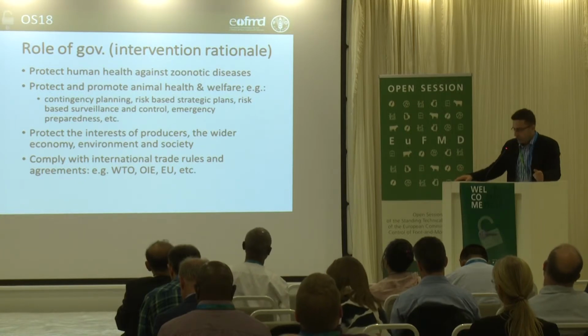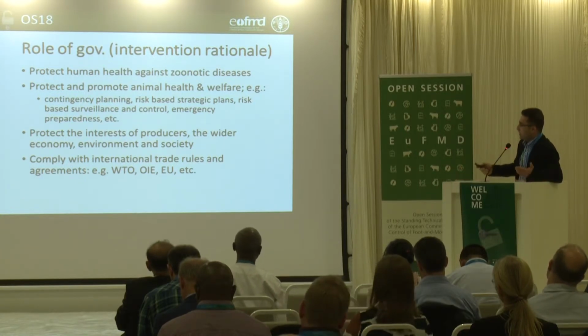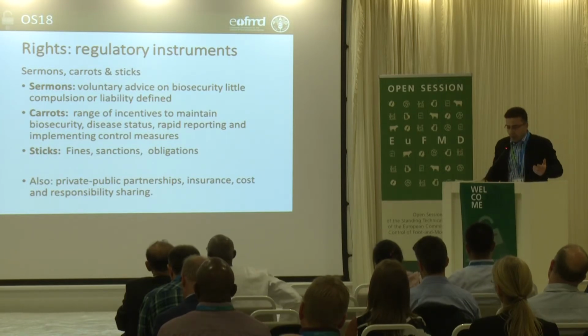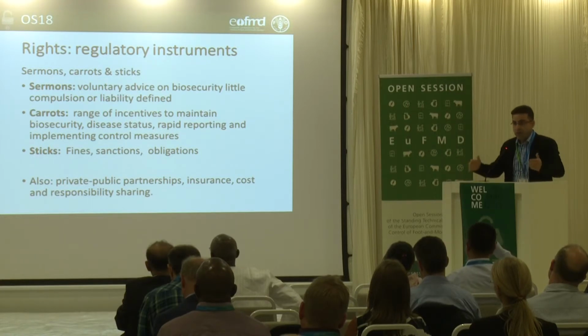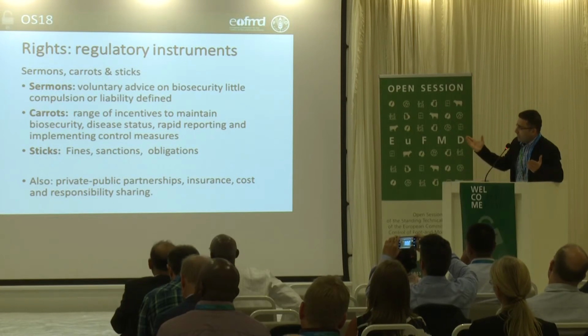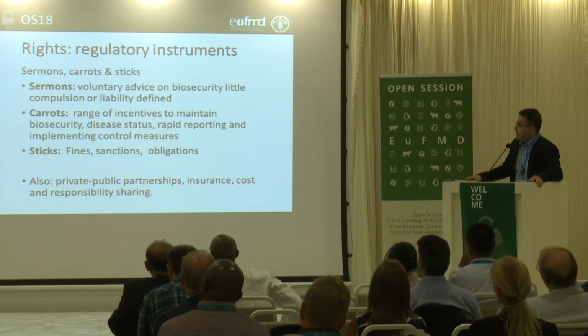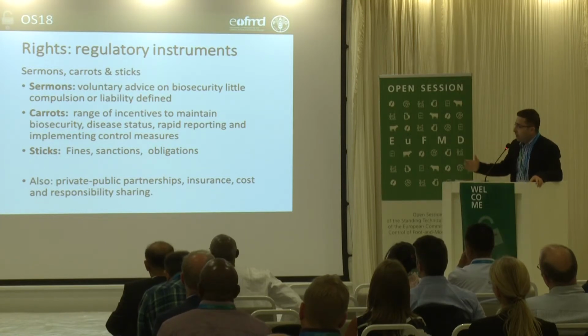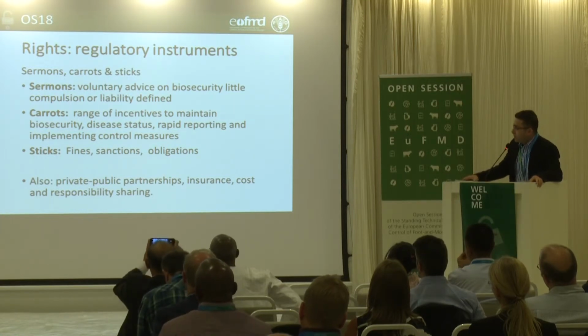Otherwise, we cannot trade our livestock and animal products. But this brings basically how government exercises their rights, if you like. So we have different mechanisms, like, for example, sermon, voluntary advice on biosecurity. There is a little compulsion here or a little liability defined for that.